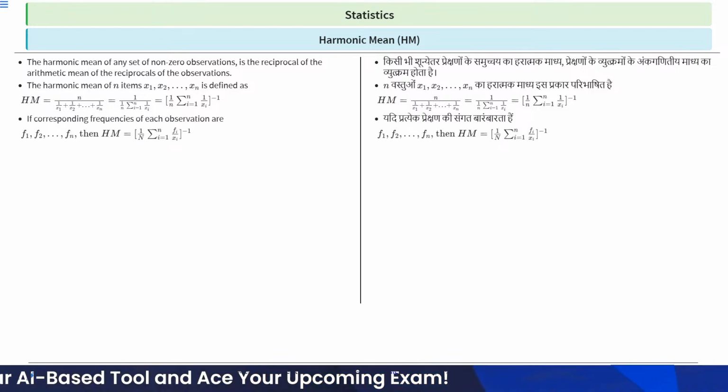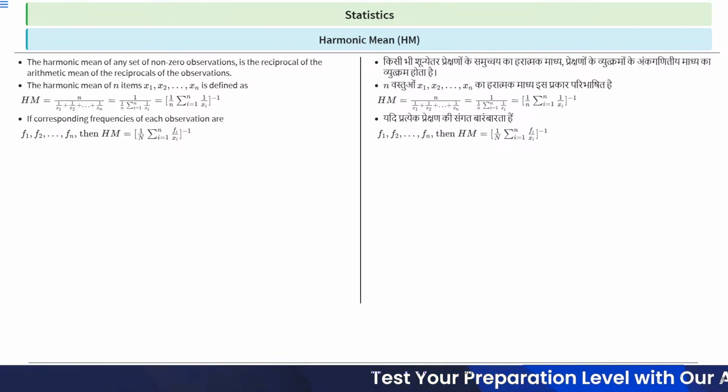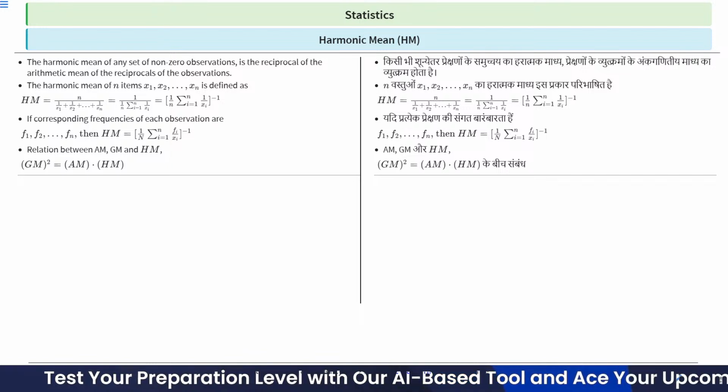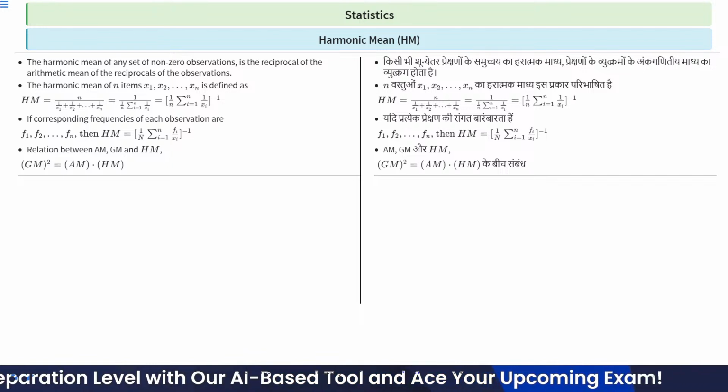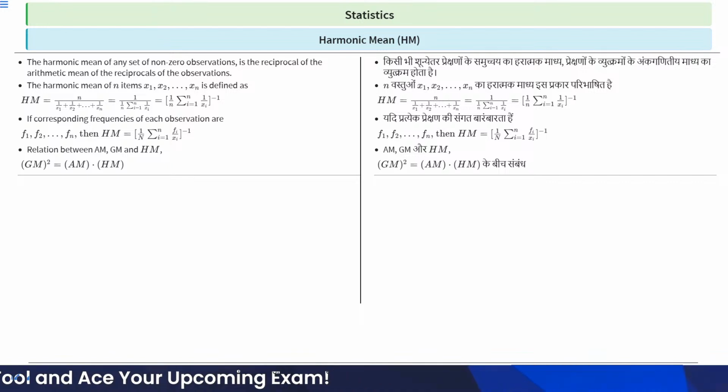If the corresponding frequencies of each observation are f1, f2, f3 till fn, then harmonic mean can be calculated as (1 by n summation of i is equal to 1 to n fi upon xi) whole to the power minus 1, right? Relation between arithmetic mean, geometric mean and harmonic mean is geometric mean whole square is equal to arithmetic mean into harmonic mean, right? You have to keep in mind.